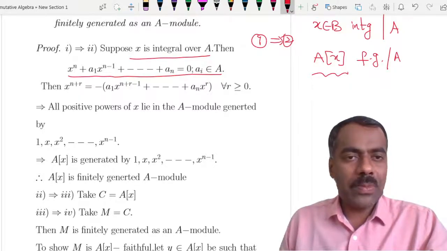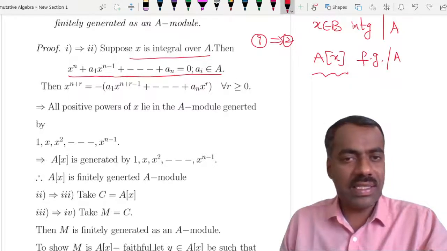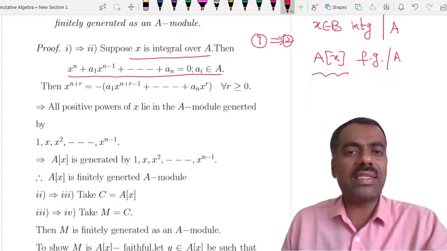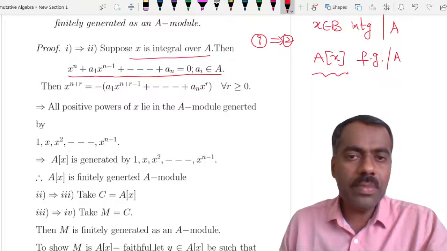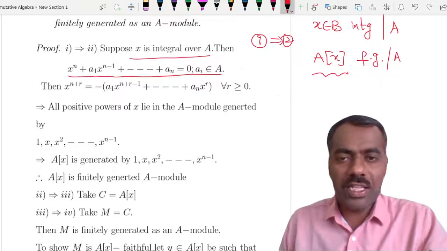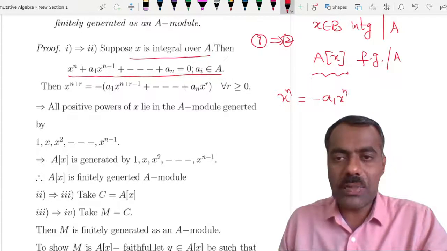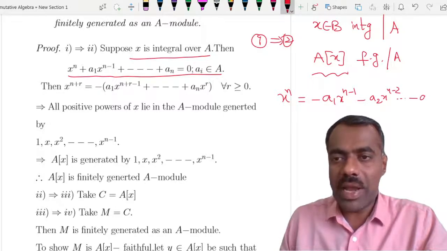Then you keep x power n here and put all these things on this side. Therefore, in particular, x power n is what? Minus a1 x power n minus 1, and so on, minus an, right? So x power n is minus a1 x power n minus 1 minus a2 x power n minus 2, and so on, minus an.